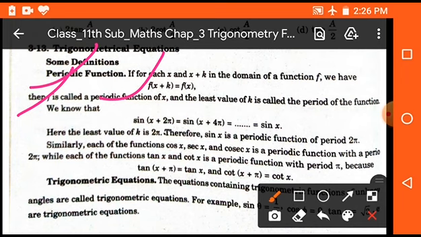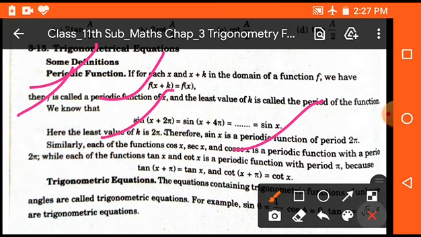So f is called a periodic function of x, and the least value of k is called the period of the function. Clear? In the same way you can write sine of x plus 2 pi is equal to sine x, and sine of x plus 4 pi is also equal to sine x. So it means that all the values are equal and after some interval they become equal. That means we can say that these functions are periodic functions.